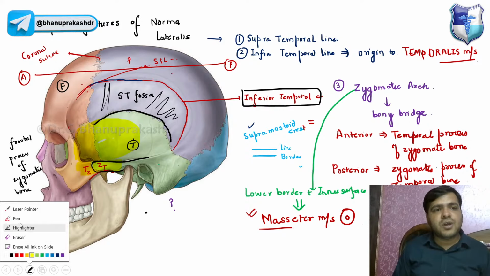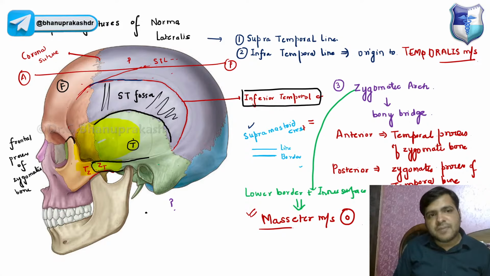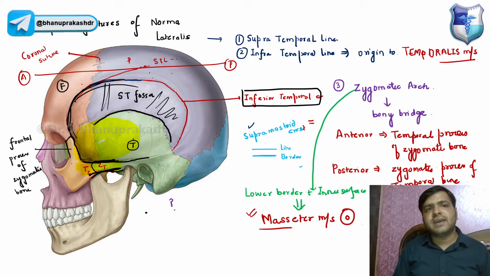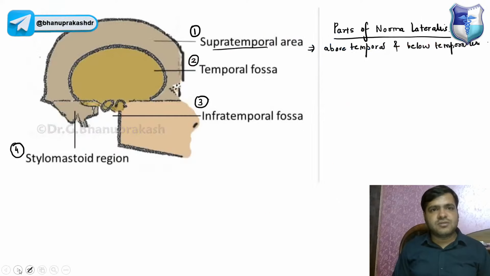Anteriorly, आगे की तरफ देखो बेटा, आगे की तरफ क्या प्रेजेंट है? फ्रंटल प्रोसेस ऑफ द जाइगोमैटिक बोन, ये आगे की तरफ प्रेजेंट है, राइट? ठीक है, नीचे की तरफ क्या प्रेजेंट है? जाइगोमैटिक आर्च, ठीक है, और ऊपर क्या? ऊपर तो ये टेम्पोरल लाइन प्रेजेंट है, राइट? द टेम्पोरल लाइन विच इज एक्सटेंडिंग, राइट? So you just have to mention that for the temporal fossa, the boundaries are over here only.